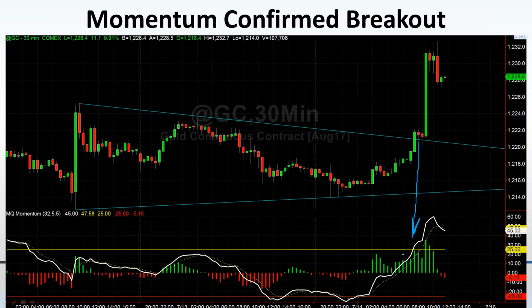Which direction is momentum going into that breakout? Which way is the momentum leading to that breakout? Very obvious bullish strengthening momentum. So what's that mean? It means we have a much higher probability of getting that immediate follow through from the breakout, just like we did here.